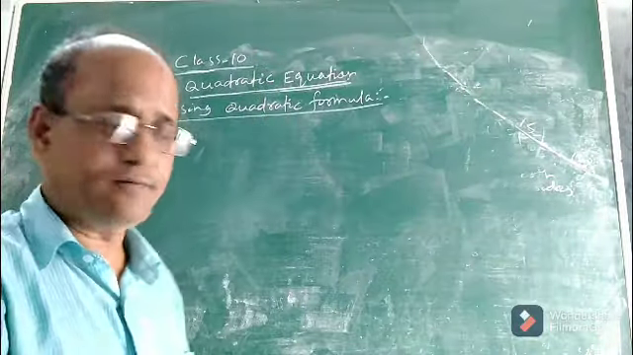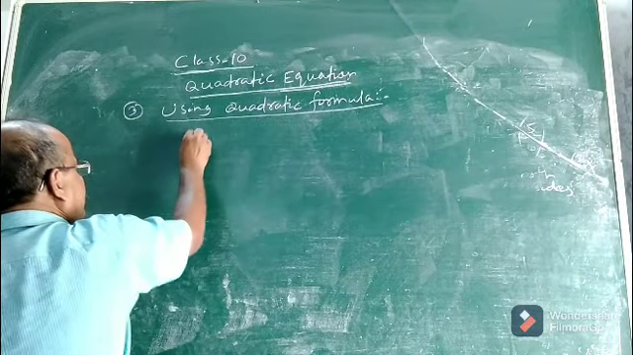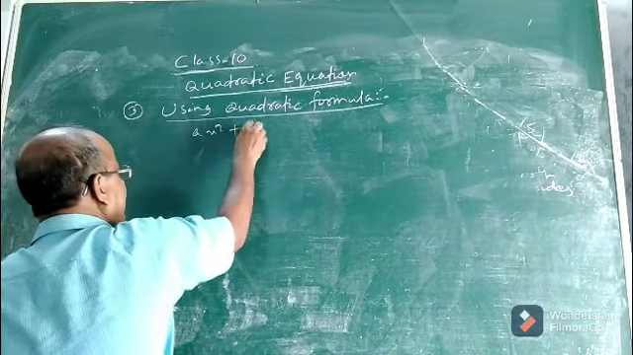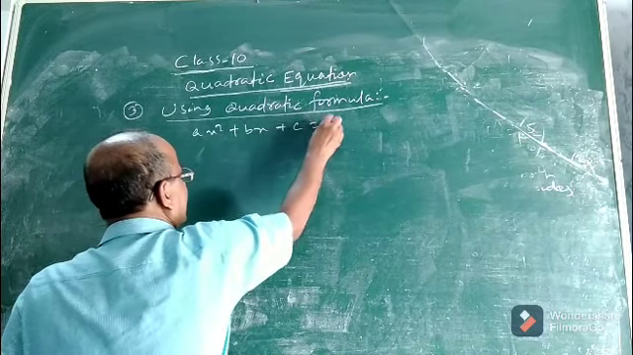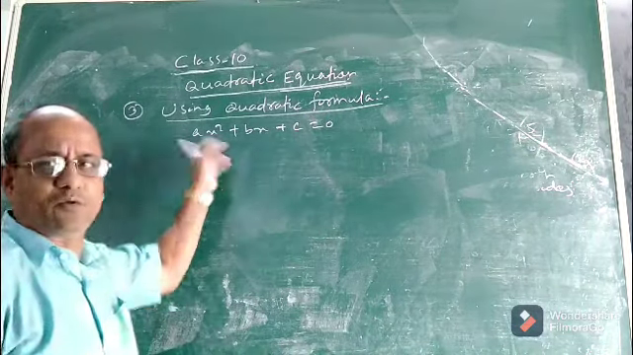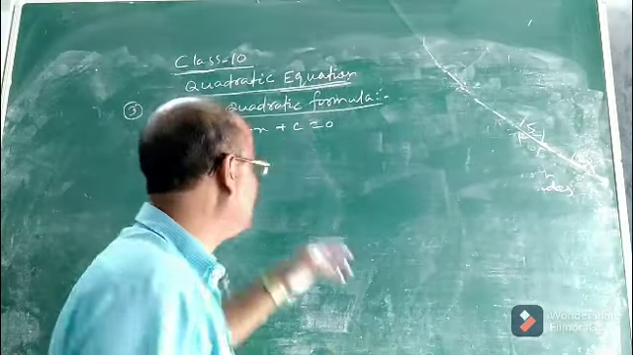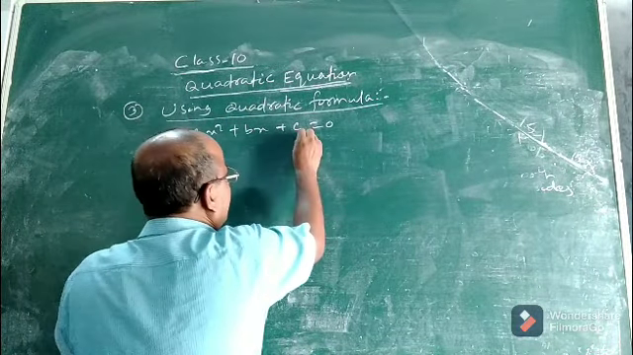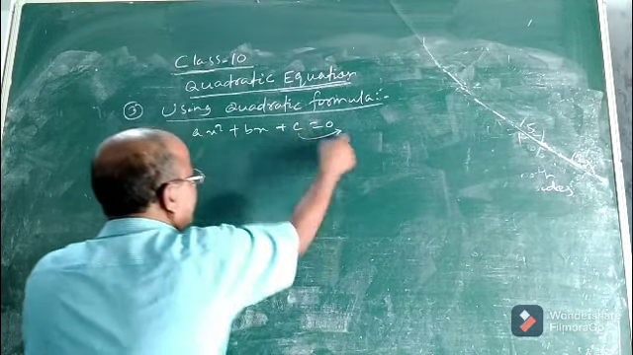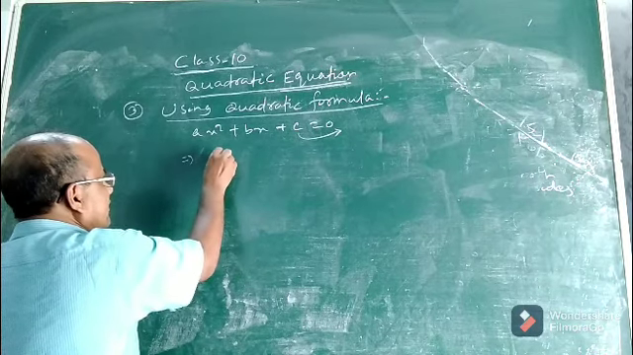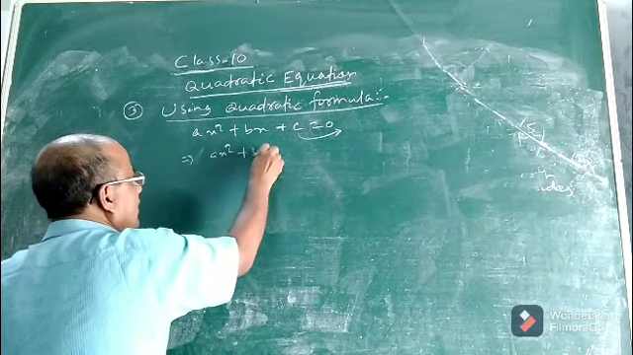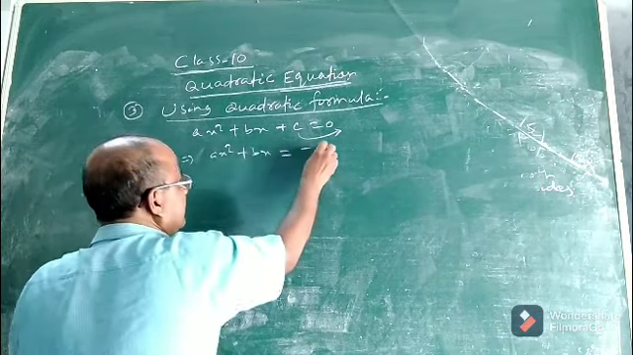Let us derive it. As you know, this is the quadratic equation in variable x. This is the given quadratic equation and we want to solve it. How to solve? To solve it, the first step is you take c to the right hand side. Now this can be written as ax square plus bx equal to minus c.